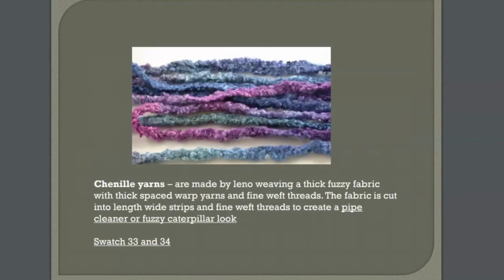Chenille yarns are made by leno weaving a thick, fuzzy fabric. So that's the key, fuzzy fabric with thick spaced warp yarns and fine weft threads. The fabric is cut into lengthwise strips to create a pipe cleaner or fuzzy caterpillar look. So yes, those look like a fuzzy caterpillar yarn or pipe cleaner yarn. So there they are.